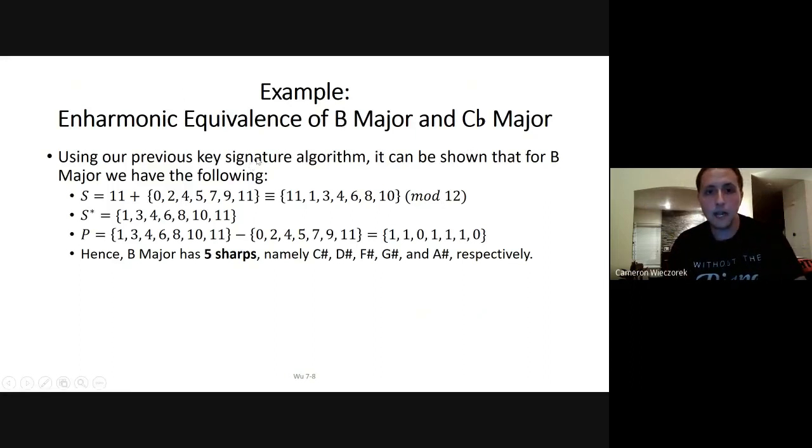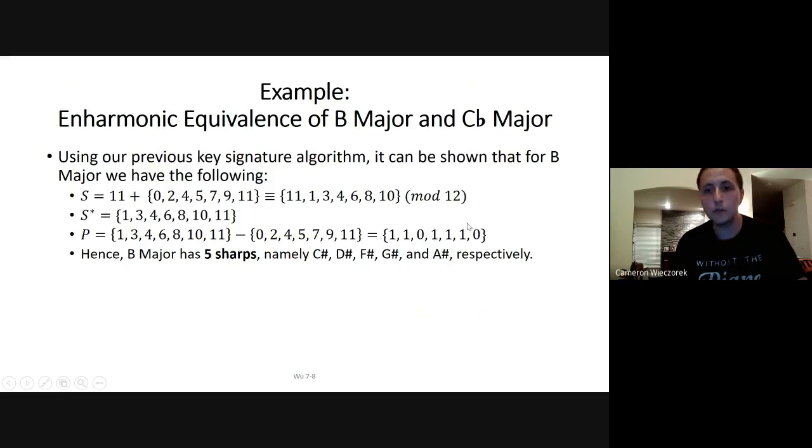So on this slide I went through the algorithm from earlier to show the sharps that arise from the B major scale. I took the tonic note 11, I added the C major scale, and there was no need to subtract 12 from anything here. Everything was already between 0 and 11. I sorted the set and subtracted the C major scale, and we can see that C, D, F, G, and A, relative to the positions of C major, are now sharp. So keep that in mind for B major: 5 sharps.